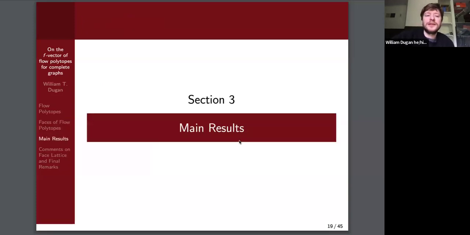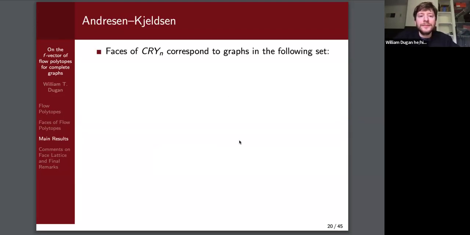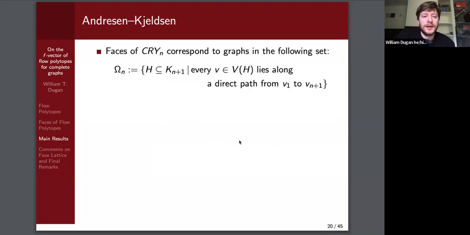Okay, so we have everything we need to understand the main results. You might think, okay, we're back in the Chan-Robbins-Yuen polytope case. Imagine that we apply this previous theorem of Hille and Gallo-Sedini to the faces. What are the subgraphs of the complete graph that correspond to faces of the Chan-Robbins-Yuen polytope? And the answer is this. These are subgraphs of the complete graph where every vertex lies along a directed path from the first vertex to the last vertex.